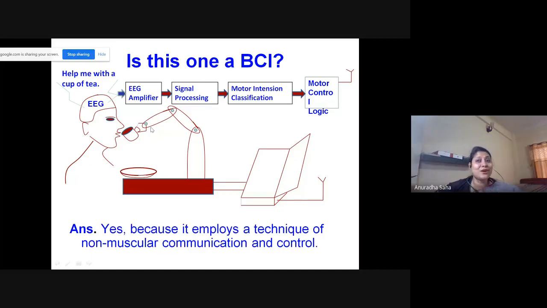So this is a perfect example of a brain-computer interface, because it employs a technique of non-muscular communication and control. Only my brain signal is working, and depending on that brain signal, this robotic arm is behaving in this manner, according to my intention. So there lies the foundation of brain-computer interfacing and artificial intelligence.